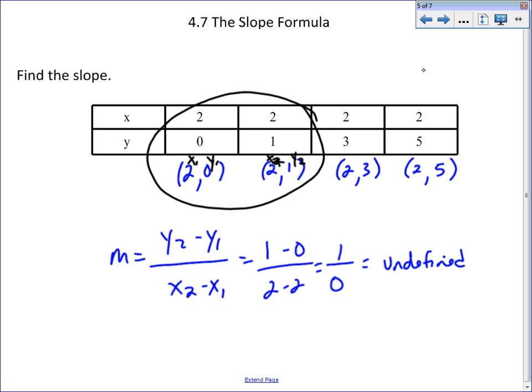Okay. So that ends our video on the slope formula. Remember, always the differences in y's over the differences in x's.